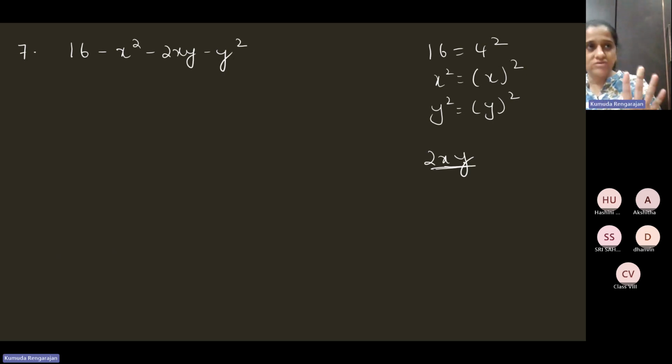This expression has 4 terms. 3 are perfect squares: 16, x square and y square. So this is what we call the fourth term, which is not a perfect square. And the variables there are x and y. So you need to take this fourth term with x square and y square.